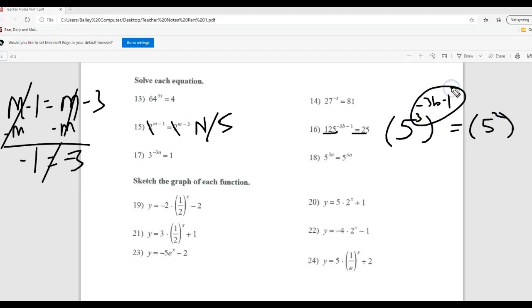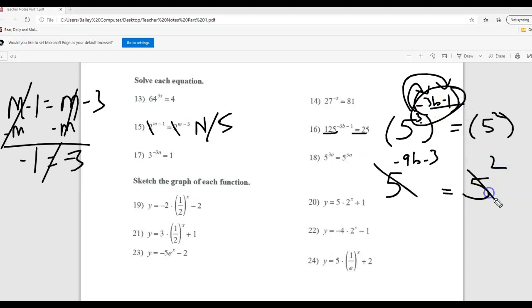We're going to put these exponents together, but when we do, you got to understand this negative 3b minus 1, that's like a binomial. So when you multiply, you're actually going to distribute this 3 into both parts of that binomial. So you're going to end up with negative 9b minus 3. So you're going to multiply this 3 times both terms of that binomial exponent there.